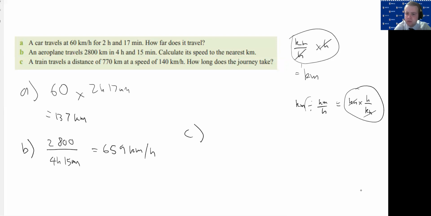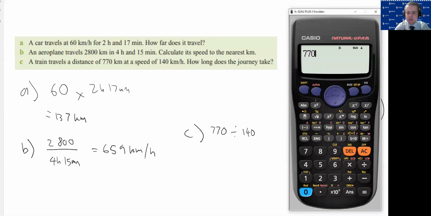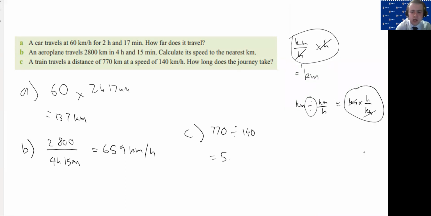So in this case, we're going to divide, so that we flip that fraction and the units cancel, we're left with time. So it's going to be 770 divided by 140. Again, we could write it as a fraction or just like that. So 770 divided by 140 gives me 5.5 hours. Now I know my units are hours because my speed was in kilometers per hour and my distance was in kilometers. So I'm left with hours at the end.